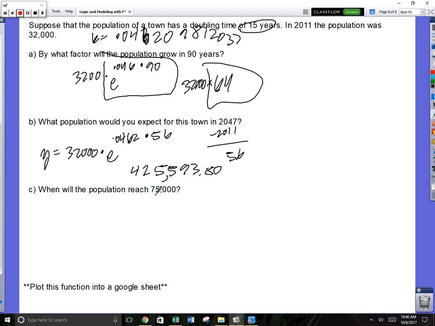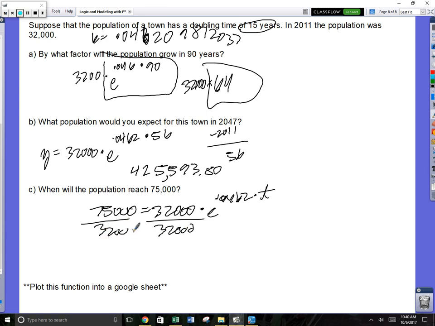When is the population going to reach 75 grand? That's what we're going to plug in for y. So 75 grand equals the initial 32 grand times e to the 0.0462 times t. We don't know what that is. So let's undo the times. Let's divide by 32 grand. Divide this by 32 grand. And now you have 75 grand divided by 32 grand, and that's equal to e to the 0.0462 t.